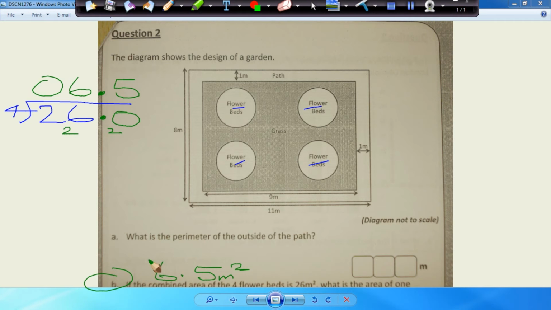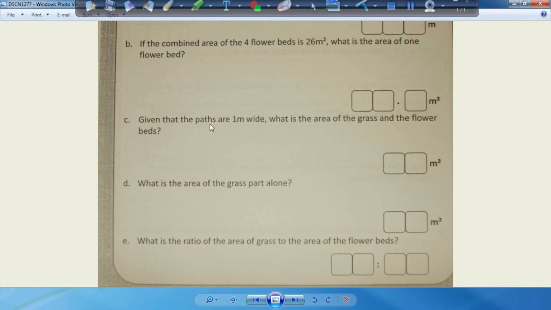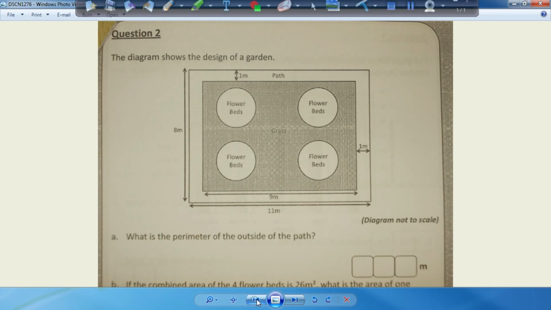Okay, question C, I'm going to quickly flick forward and then come back to it. Let's clear that so we can see it live. Given that the paths are 1 meter wide, what is the area of the grass and the flower beds? Okay, right, let's go back. So, what is the area of the grass and the flower beds?